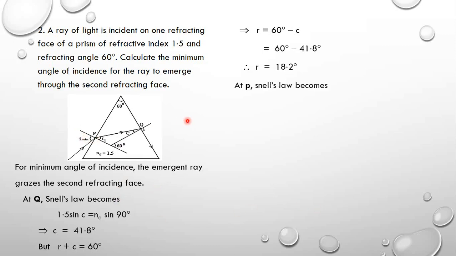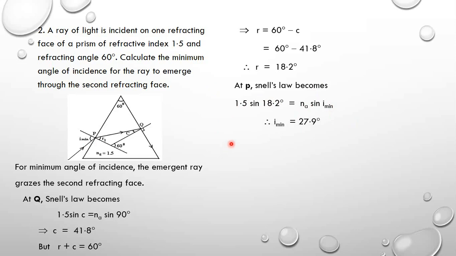Then we shall apply Snell's law at P. When we apply Snell's law at P, moving from glass, N glass sine R1 is equal to N air sine I min. And then we shall make sine I the subject. This is 1. So we shall multiply this and then get the sine arc of this value here, which will give us I min as 27.9 degrees.